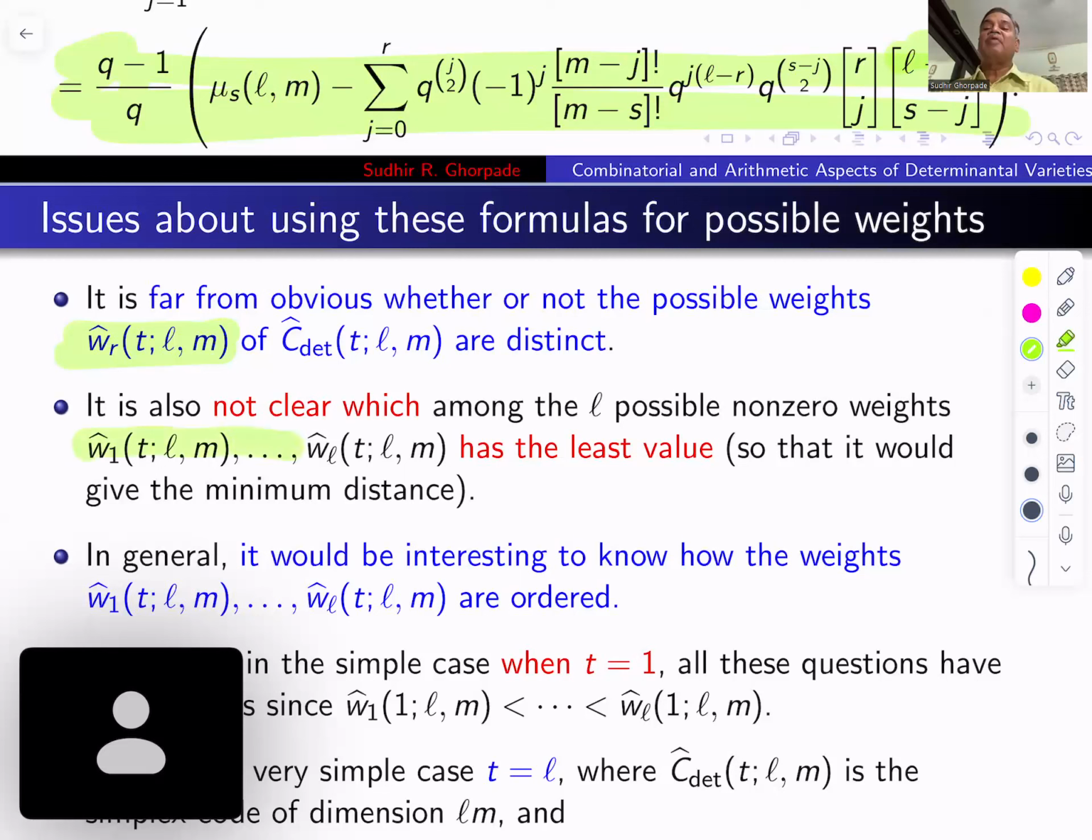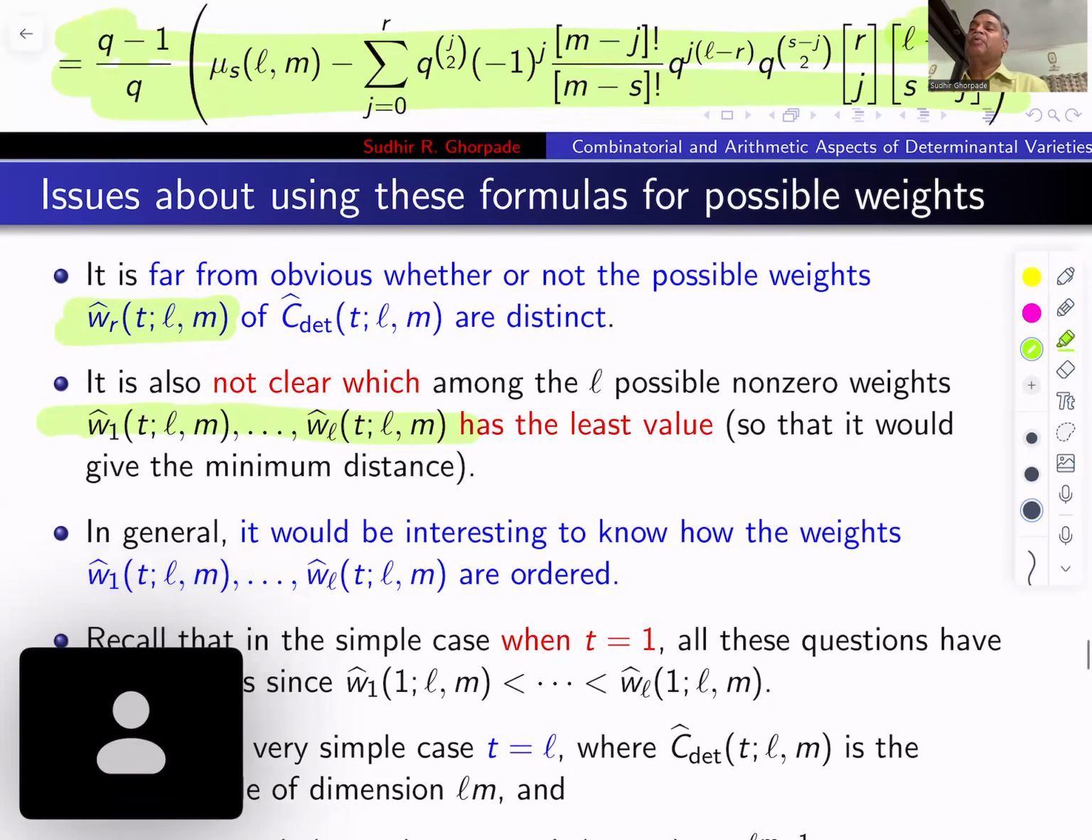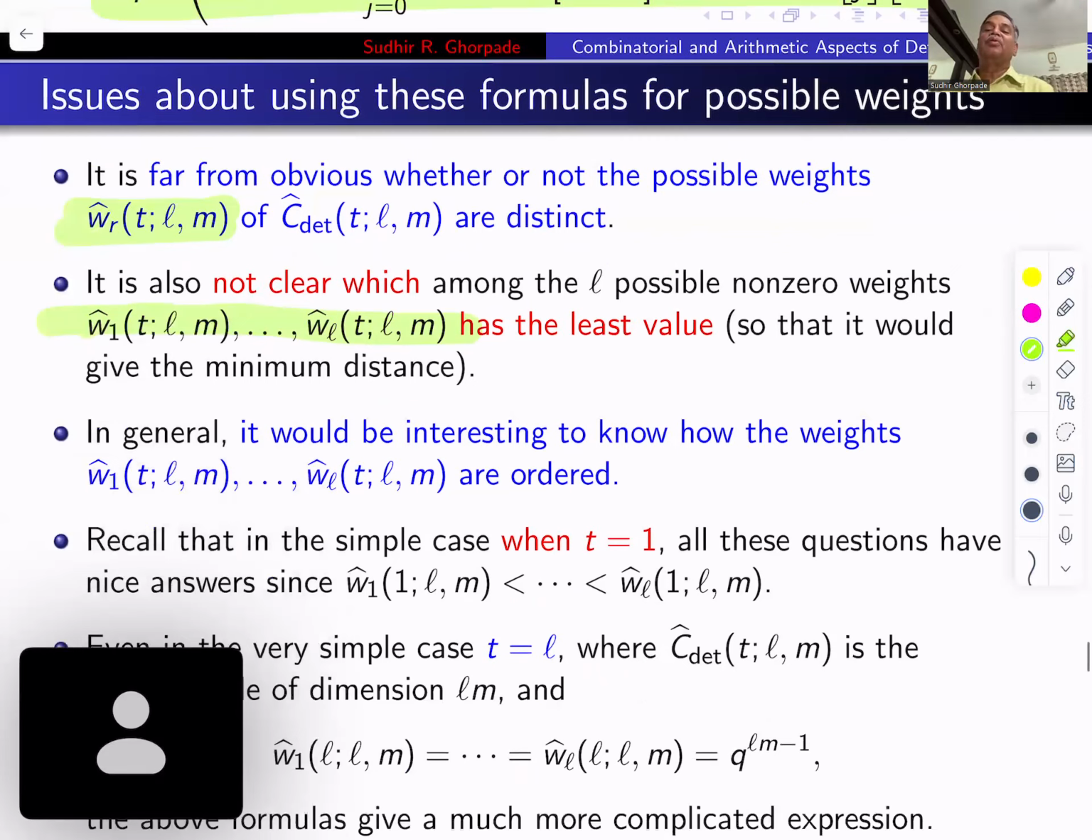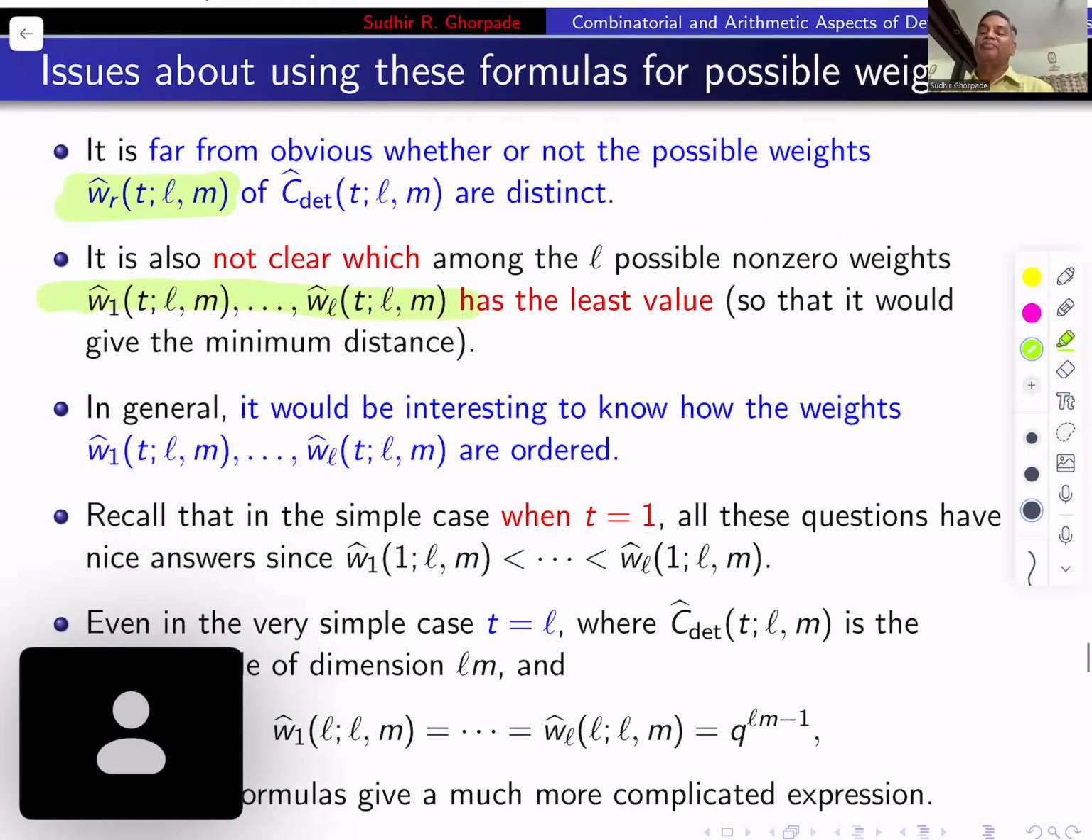So you have explicit, beautiful formulas, which has the least value, in particular, which would give the minimum distance. And we would actually like to know how the weights are ordered. So I want to point out that when t equals 1, that's the case when Sartaj, Peter, and I worked on it. There, the questions have these nice answers.